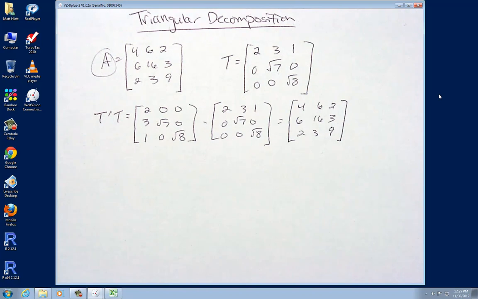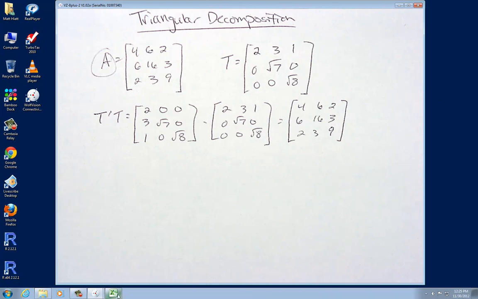Therefore, T is a true square root matrix of A. And this is the process of triangular decomposition. Now, when we talked about spectral decomposition, we did find a different value for the square root of matrix A. The square root of the same A matrix was obtained by the eigenvectors, eigenvalues method. And we found that to be this.